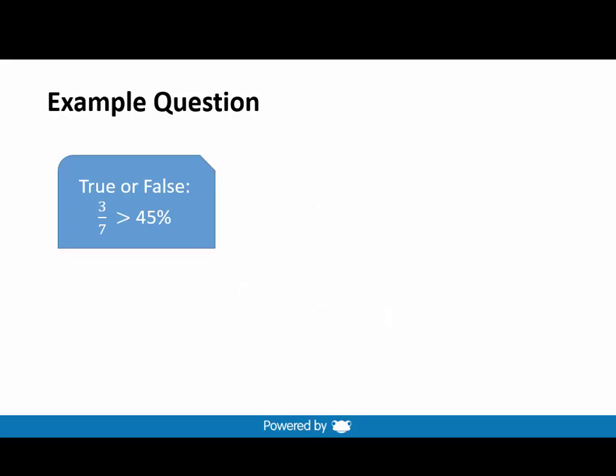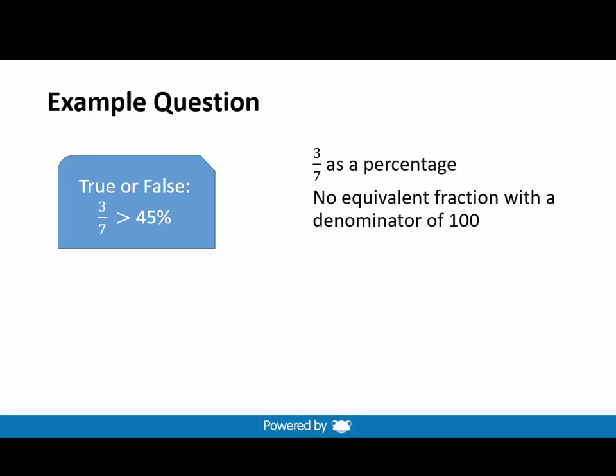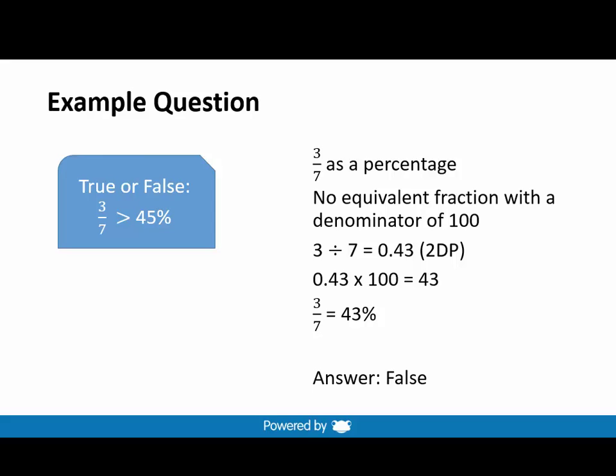Let's look at an example question. True or false, 3/7 is greater than 45%. We're going to convert 3/7 into a percentage. 7 doesn't go into 100, so there's no equivalent fraction with the denominator of 100. Instead, I'm going to do the division. 3 divided by 7 gives me 0.43. 0.43 multiplied by 100 is 43. So 3/7 equals 43%, which means that for the true or false question, the answer is false. 3/7 is not greater than 45%.